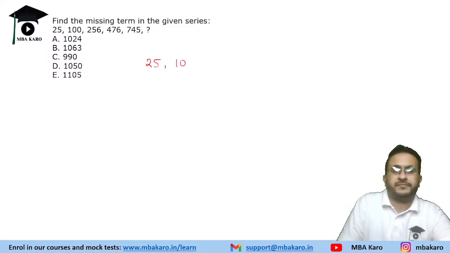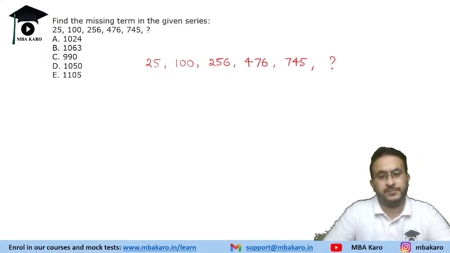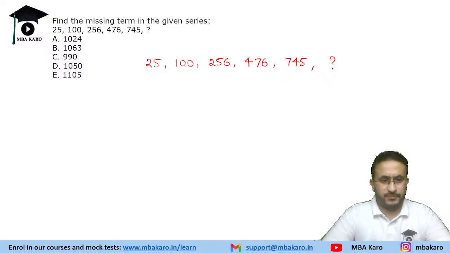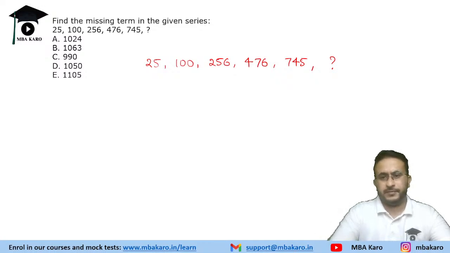Twenty-five, 100, 256, 476, 745, and this is the missing number. Now first see कि product से कुछ बन रहा है, like if you are able to multiply with some particular number to get a number, ऐसा कुछ बन रहा है.